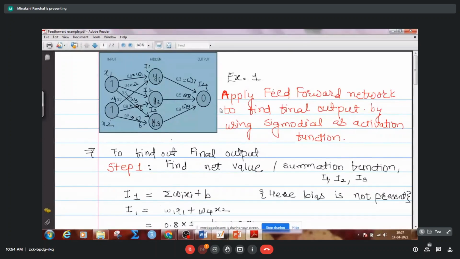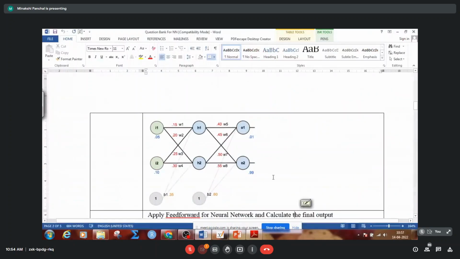So find out the error value. Instead of output, I will ask you the question for error value. So what is expected? You just find out the difference between those two errors. Let me show you some examples here.